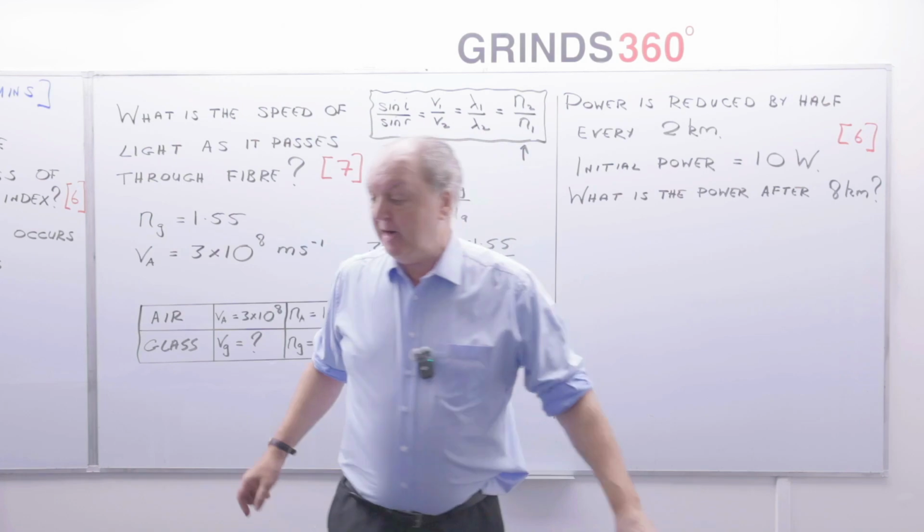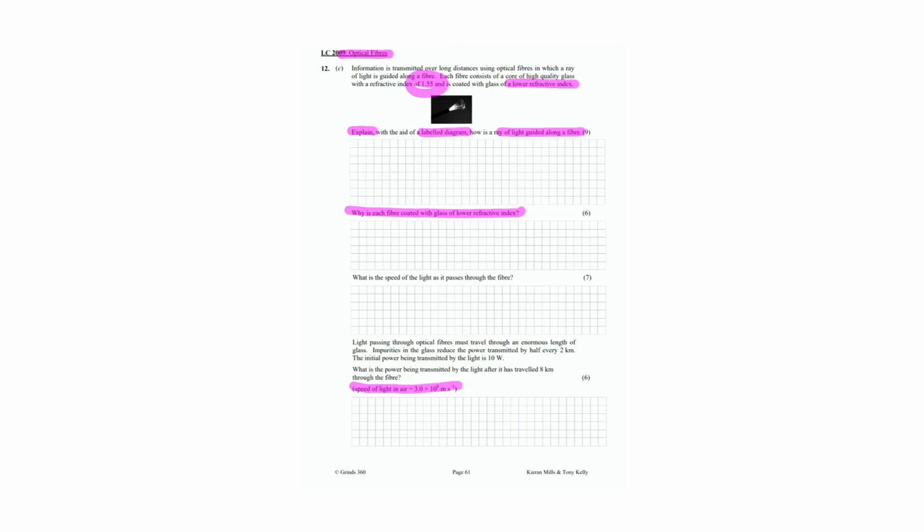Now we're on to the final part. So let's have a look at the final part. So the final part says, light passing through optical fibers must travel through an enormous length of glass. Impurities in the glass reduce the power transmitted by a half every 2 kilometers. The initial power is 10 watts. What is the power being transmitted by the light after it's traveled 8 kilometers through the fiber?